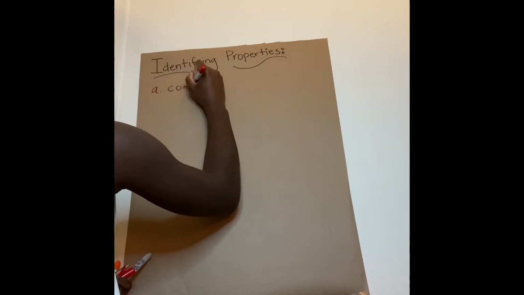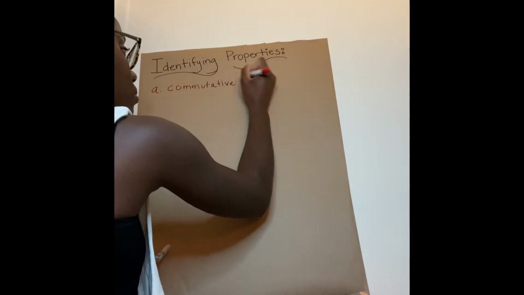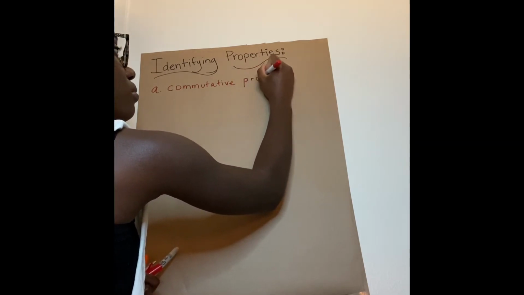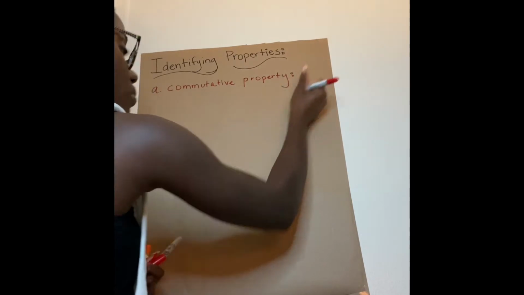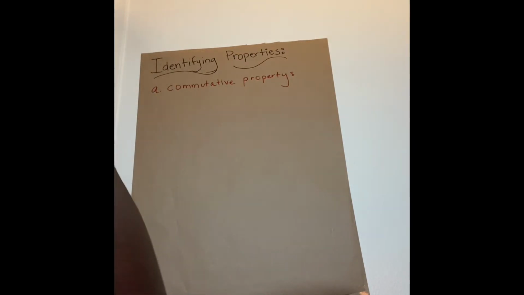So the first property we'll be talking about is the commutative property. Just as a side note, these properties only apply to the operations of addition and multiplication, not subtraction nor division.